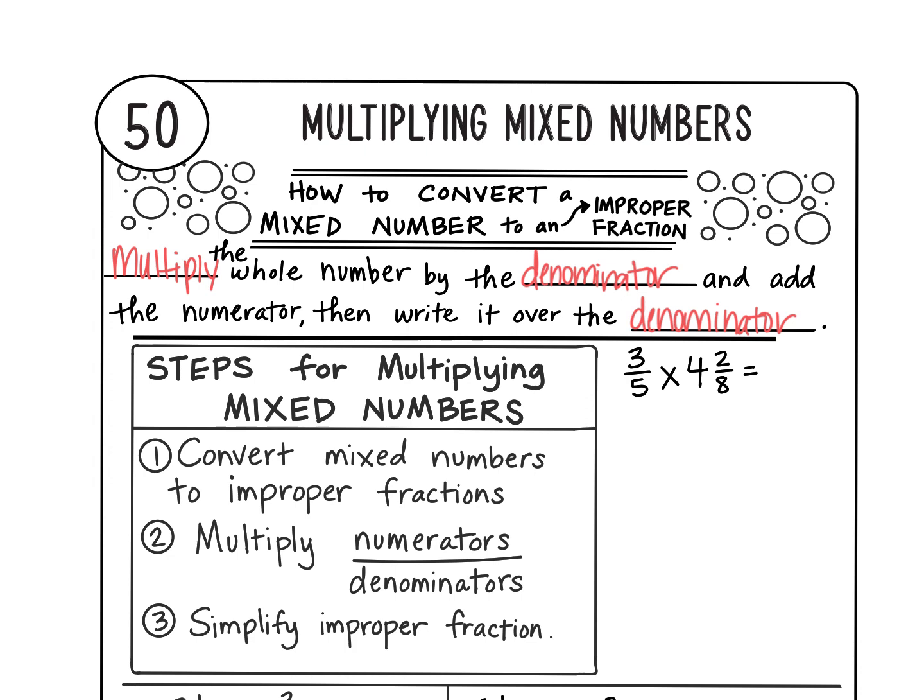So looking at our example problem, I'm going to go ahead and copy down 3/5, but then I'm going to change this mixed number into an improper fraction by multiplying 8 times 4 and then adding 2. So it should be 34 over 8. Now I'm going to multiply straight across. 3 times 34 is 102. And the denominator is going to be 5 times 8, which is 40.